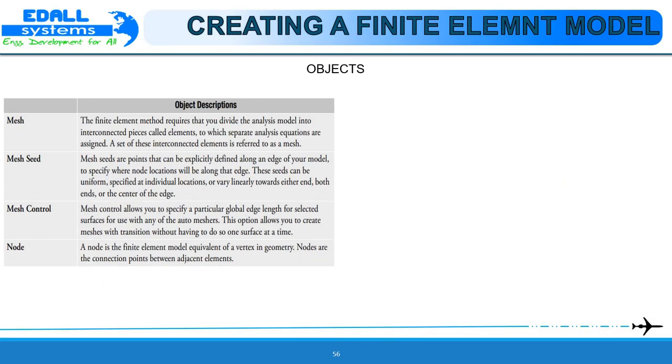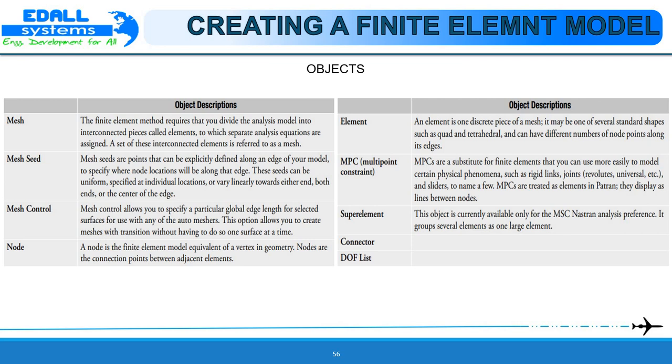Objects. The objects are your mesh-related entities. These include items such as mesh, individual nodes, and elements. The table that follows describes the objects that you may choose on the finite element application form. Please pause the video and take a look at it.